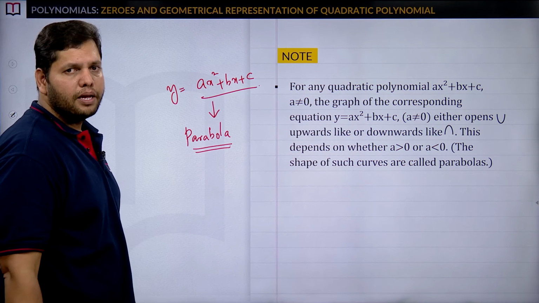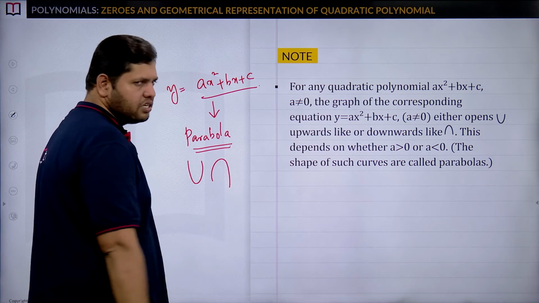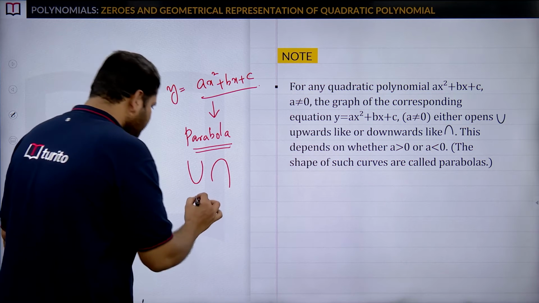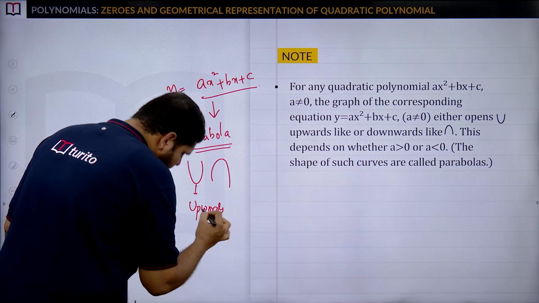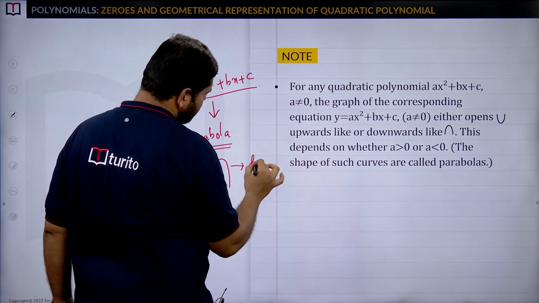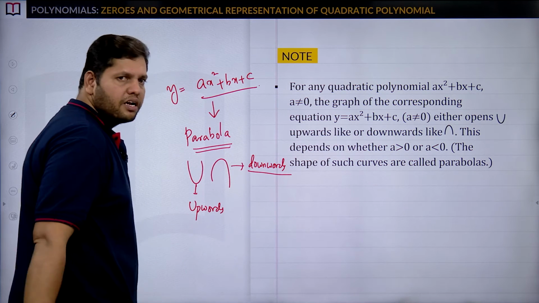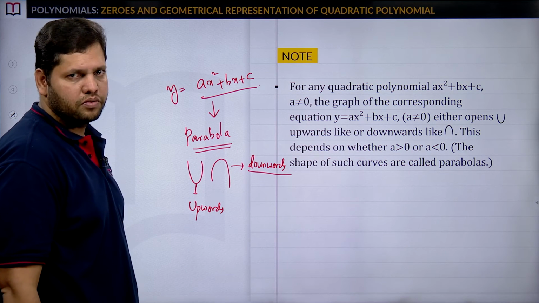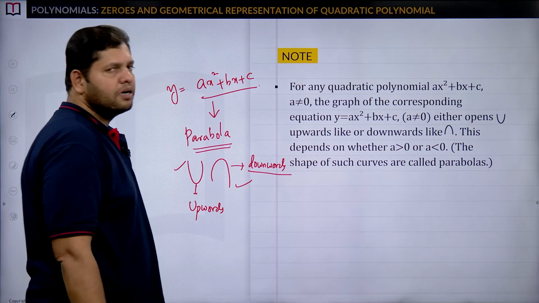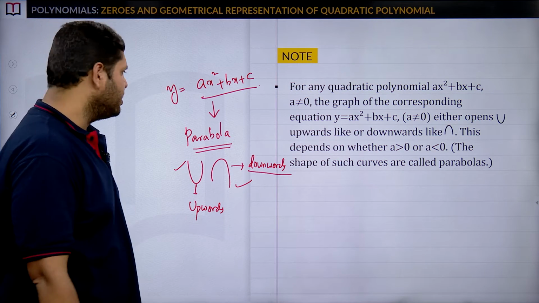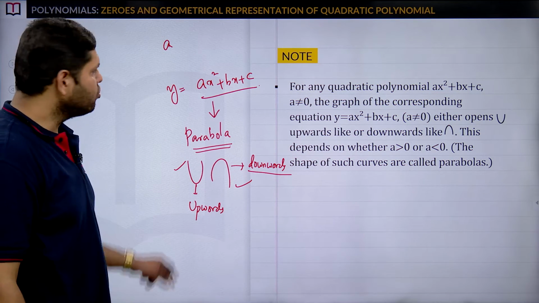And this shape can be upwards or it can be downwards also. So it is called upwards, and it is called what? Downwards. It can be an upward direction or a downward direction also. But how can we decide whether it is upward or downward? Based upon the x square coefficient. Here the x square coefficient is what? A. Isn't it?